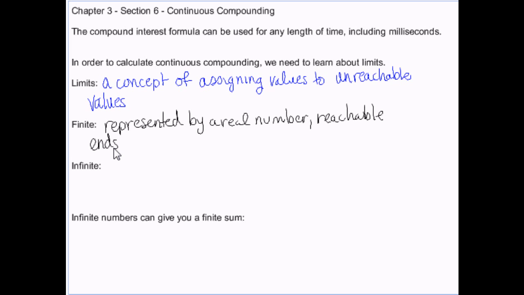So you have finite, which is represented by a real number. It's reachable. It has an end. Sort of like our bank accounts, right? They have an end. And then you have infinite, which is unreachable, and it doesn't end. And it's a concept, not a number.